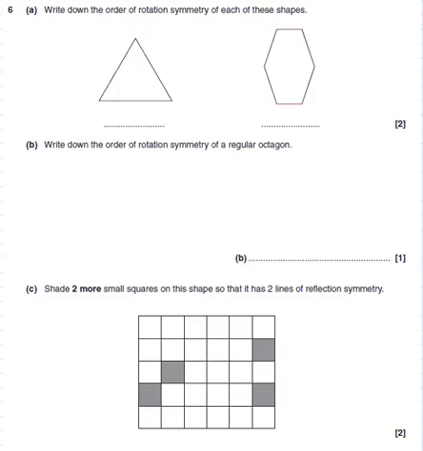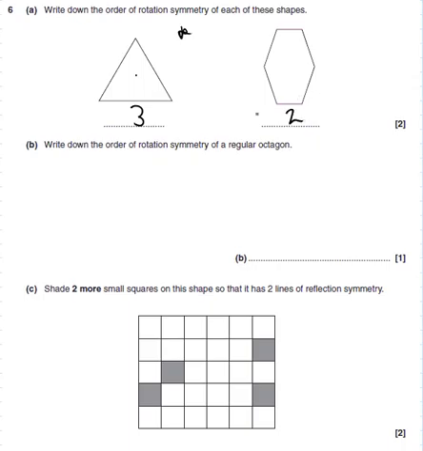Write down the order of rotation for each of these shapes. So if you've got a piece of tracing paper and marked a point here in the centre and turn it around a full turn, that will go into itself 3 times. This shape here would then go into itself twice.